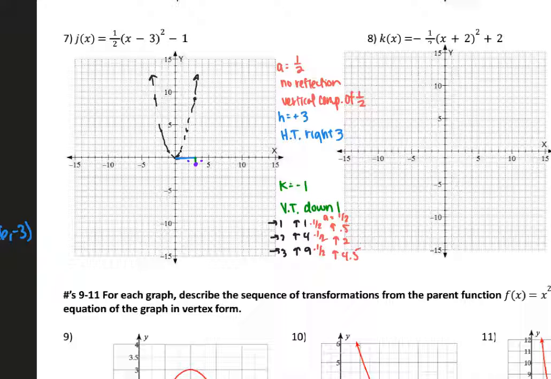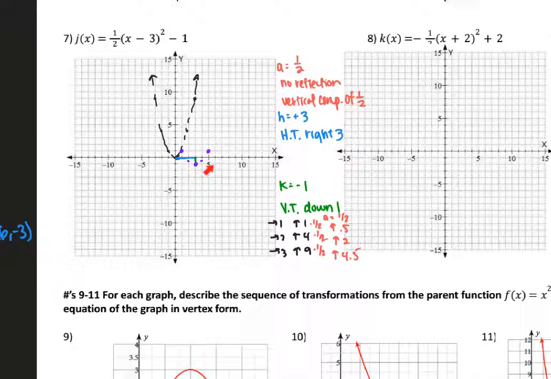So my next one, from my vertex, I would go over 2. Normally I would go up 4, but since it's a compression, I'm going to go up 2. 1, 2. So my next point would be right here, and I can get its symmetric point on the other side. And then for my parabola, to get my third point, I would go over 3.